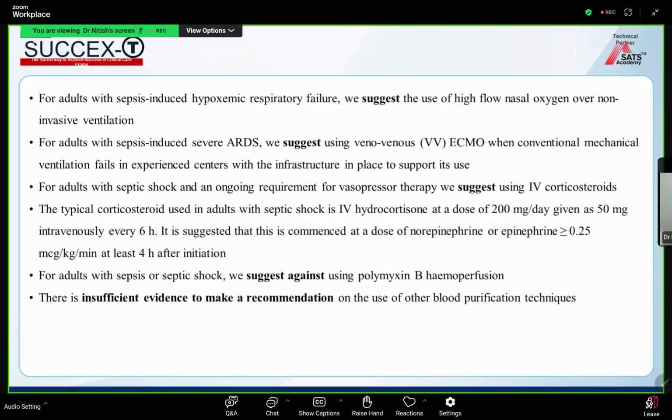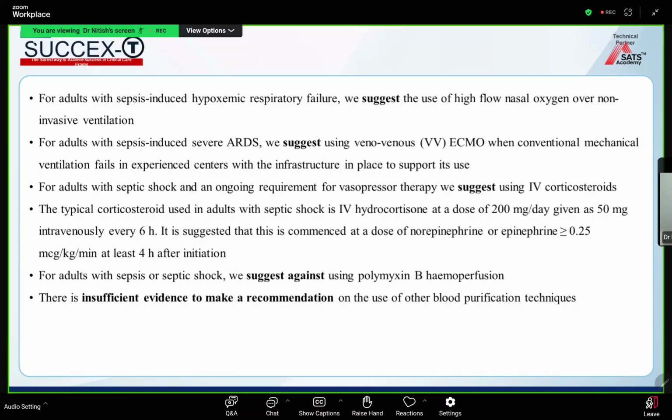Steroids, another important recommendation. It's been there, but the only thing I would like to highlight is that now we have a recommendation of when to start a steroid. Basically, once the dose of norepinephrine is more than 0.25 mcg per kg per minute for at least 4 hours, there is a recommendation to start the patient on stress dose hydrocortisone, which is 200 milligrams per day in 50 milligram divided doses or as a continuous infusion.